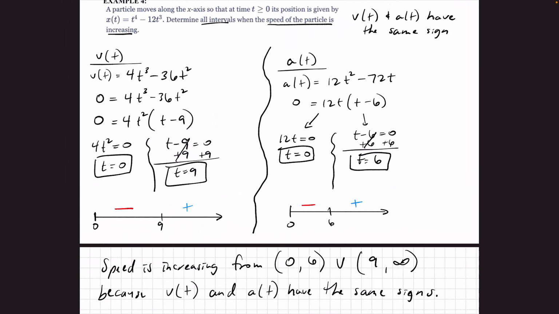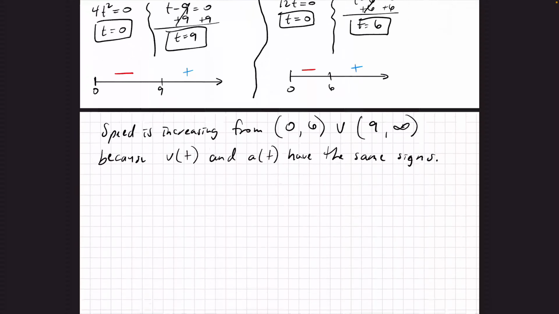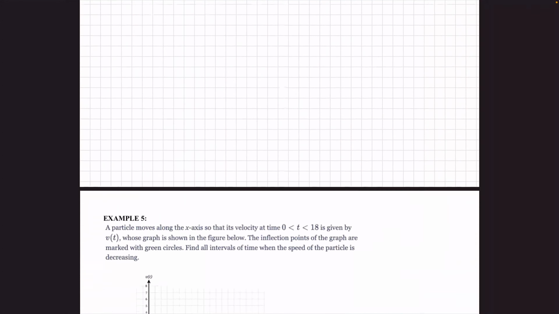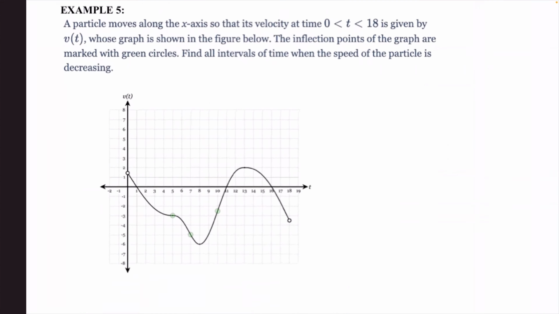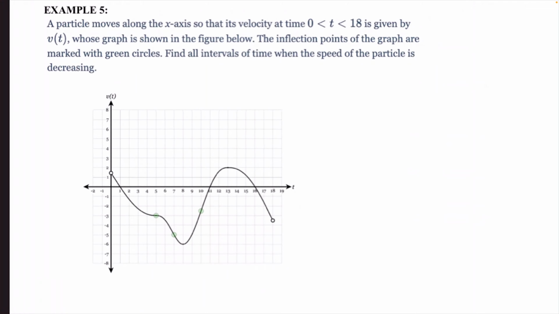We got a graph now. So the next one, they give you a graph. It's the same thing, it's just they give you a graph. And lucky us, we just finished a section where all we had was graphs, right? Don't worry about the green dots. Don't worry about if they're not green on your paper, but they're green on mine.